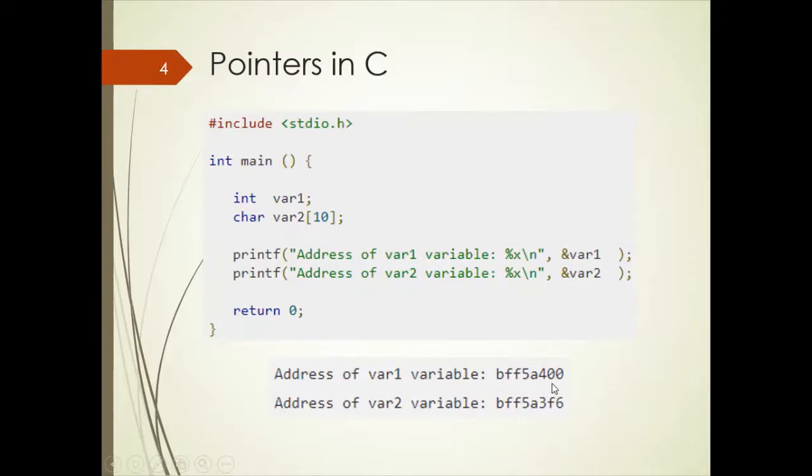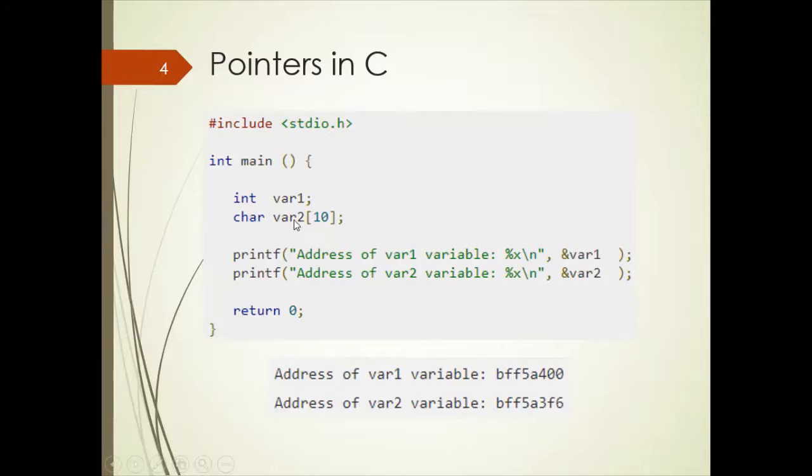Okay, so this number which you get there means this is the memory address that was reserved for the variable var1. At this point, we're not using any pointers. At this point, we're just displaying the address of the variables. Similarly, if you have an array of characters, in this case you can store 10 characters in this array var2.